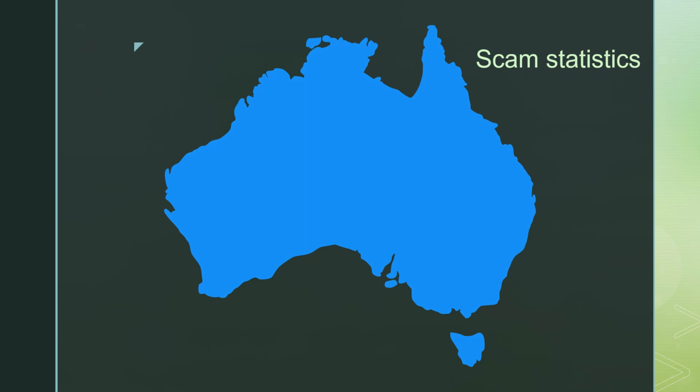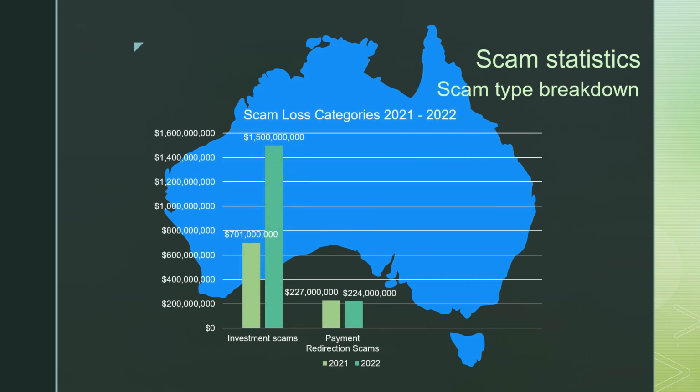Here is a brief breakdown of two different types of scams and the financial loss between 2021 and 2022, which was recorded by the ACCC. Here you can see that in 2022 the financial loss for investment scams was about $1.5 billion, which was significantly higher compared to 2021, which was only about $701 million. Payment redirection scams in 2022 saw a financial loss of $227 million compared to $224 million in 2021.